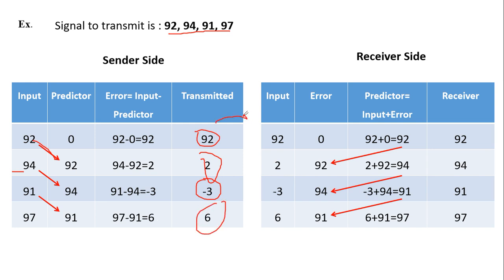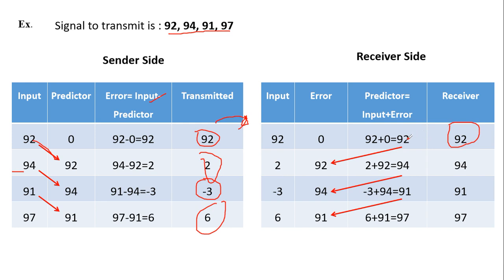Now as it is a lossless compression technique, the exact data is reconstructed after decoding. Initially we are keeping the predictor 0. At the sender side the formula is input minus predictor, and here we are reconstructing the input, so error plus predictor. Now the predictor is 0, so 92 plus 0 is 92. So we are reconstructing the first data as it is.